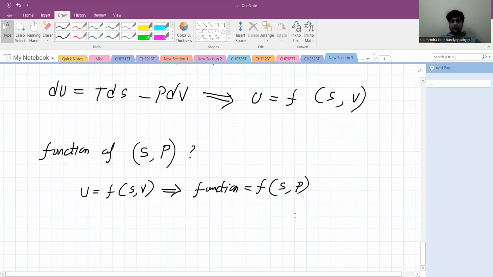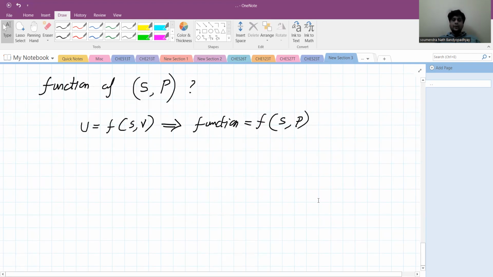So in layman's terms we can say that we are replacing volume as a variable by pressure as a variable, right? So how do pressure and volume depend on each other? If you want to increase the pressure, the volume of the system will go down. That means they are inversely proportional, right?